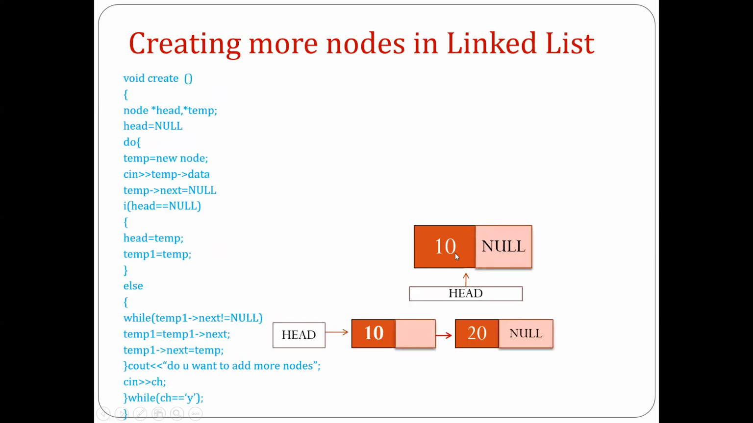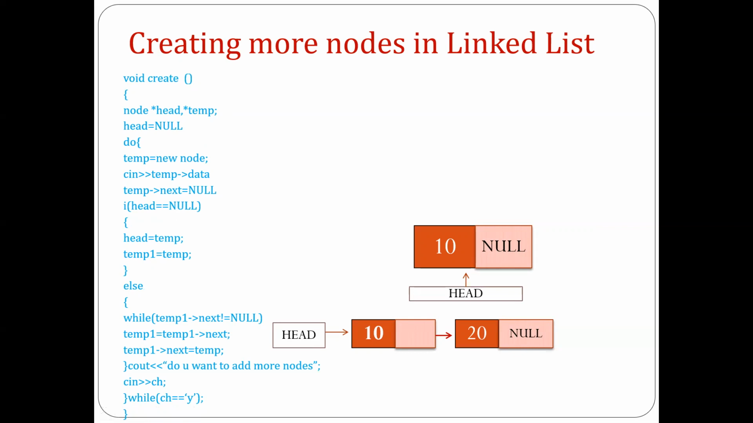And now if we want to create more nodes in the linked list, this is the code I have written here. Up to this point it is the same: if head is equal to null, head is equal to temp. Next time, if I am creating the second node, I execute the same instructions: temp is equal to new node, scanf temp data, temp next is equal to null. Suppose I have created this 20. After that, it will again check the condition if head is equal to null. Now this condition will be false because head is already created, so it will come inside the else part.